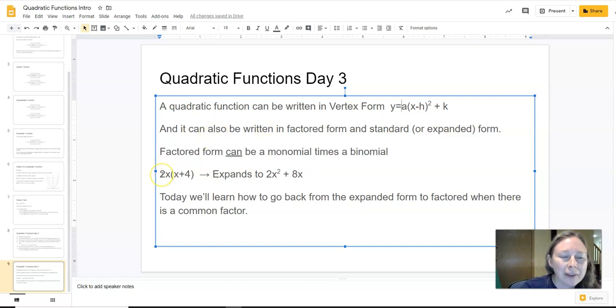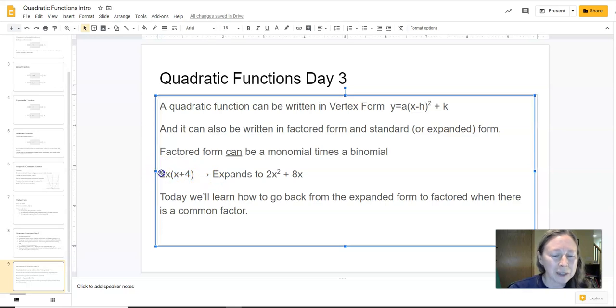So factored form can be a monomial times a binomial. A monomial is when you have a single term outside the parentheses and then a binomial, which is two terms added together inside the parentheses. And in this format, it's really easy to turn it to expanded form. You just take the term that's outside.